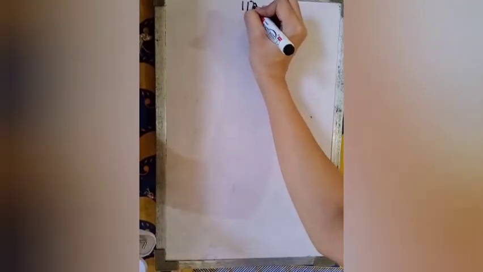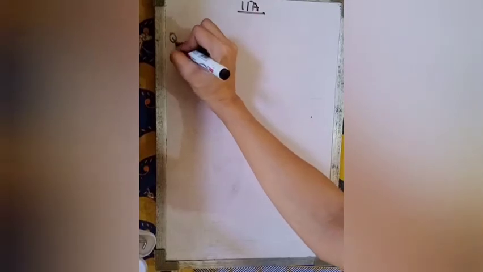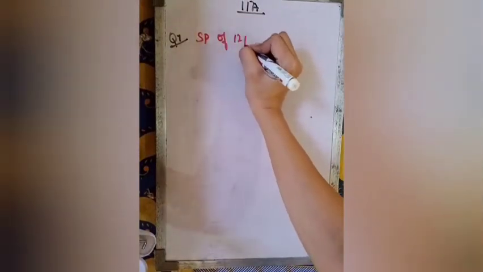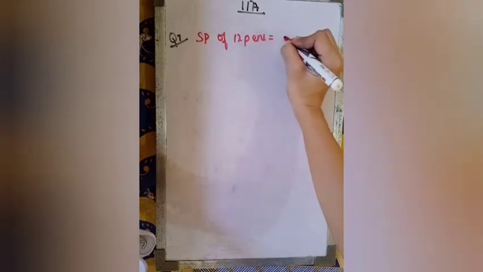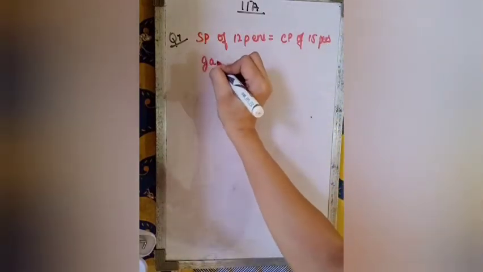Now today we will do exercise 11A. Open your books and see question number 7. Question number 7 says the selling price (SP) of 12 pens is equal to the cost price (CP) of 15 pens. Find the gain percent. We have to find the gain percent.